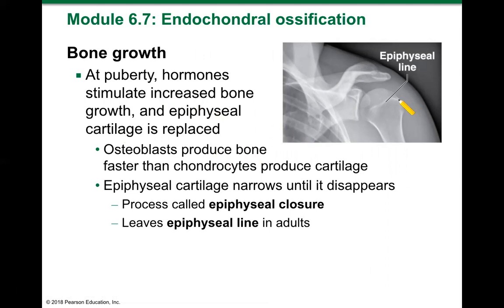Eventually, what happens is that cartilage is completely replaced, but you do have a remnant. So as an adult, you have this epiphyseal line, which is where your bones were growing during infancy and as a child and at puberty. And this is kind of how the osteoblasts produce the bone faster than the chondrocytes. And so eventually that kind of takes over until it disappears.